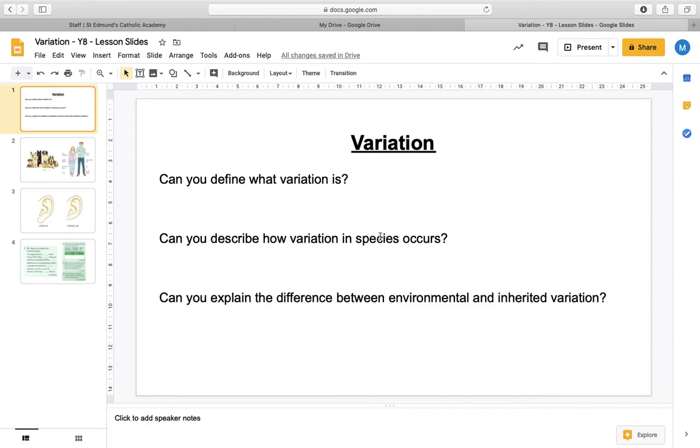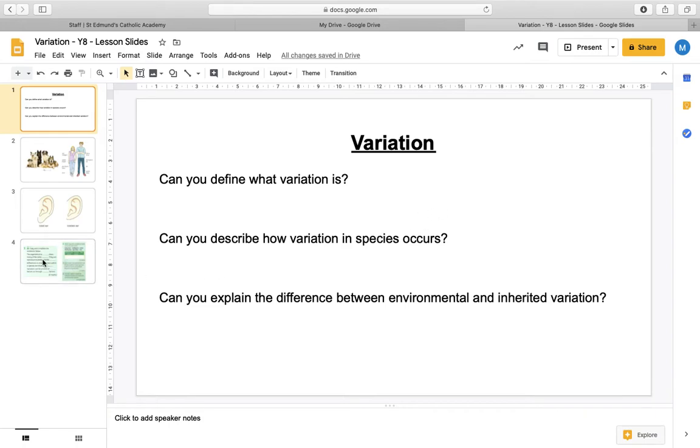I've got cauliflower ears. I was born with normal ears, so I have genes for normal ears, but through playing sports in my life, I've gone on to cauliflower them. So that is a form of environmental variation. That's what's happened to me in my lifetime.